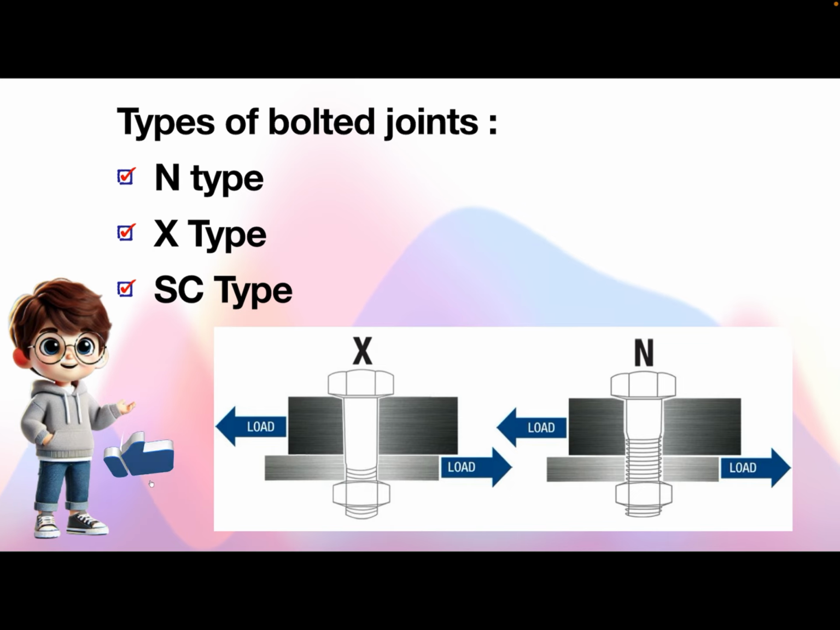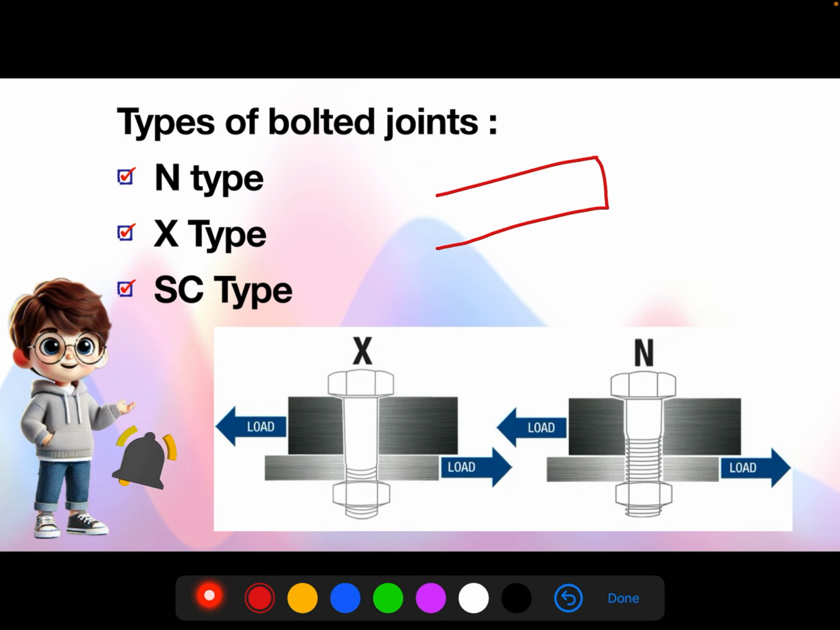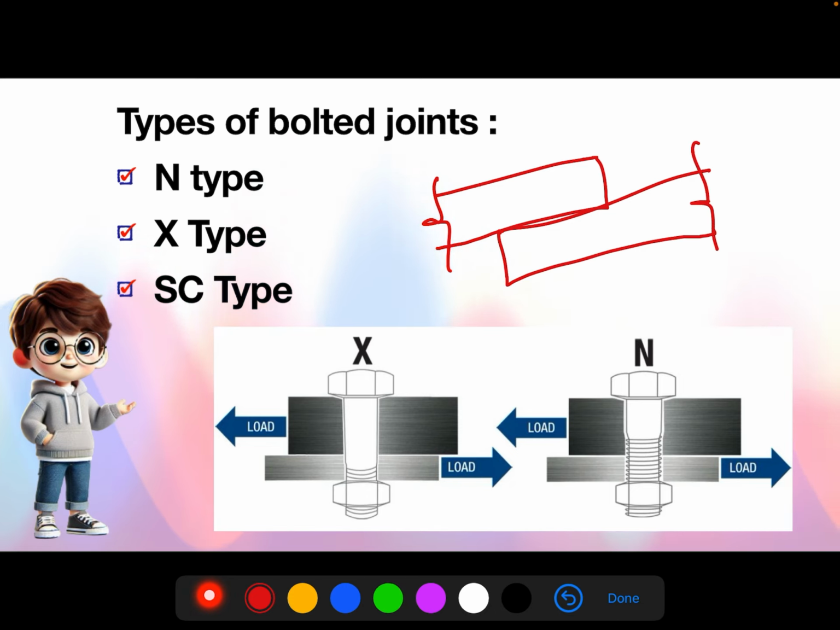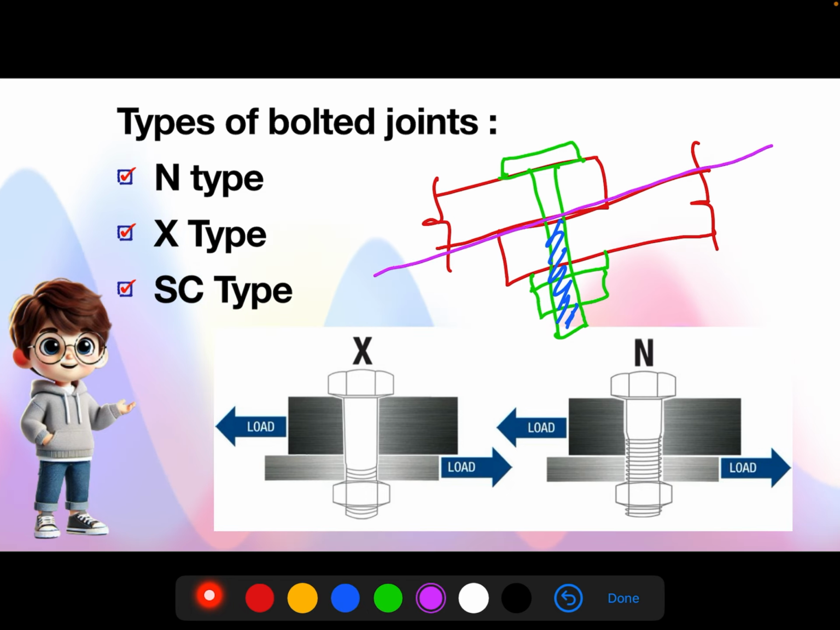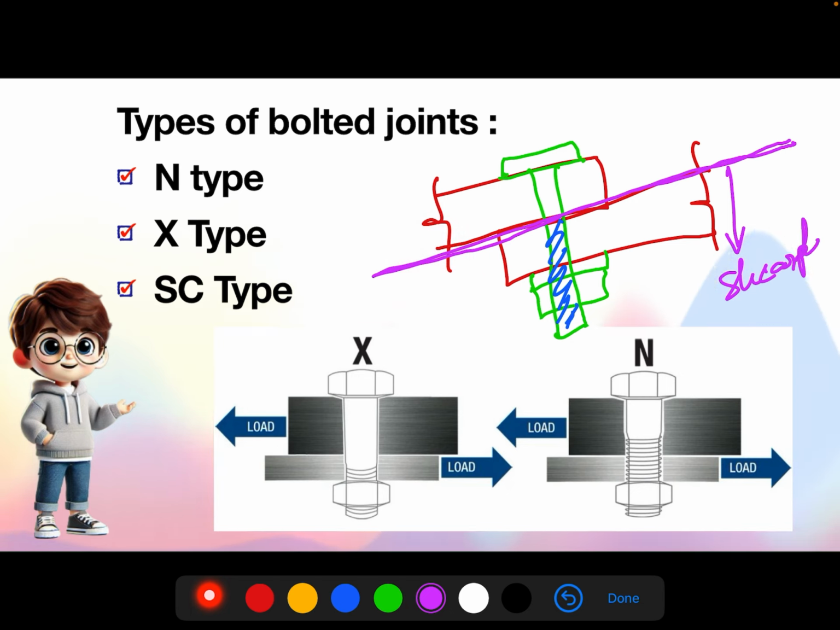Now, types of bolted joints. For example, if you take a steel member and a bolt connecting these two steel elements like this, and this will be the threaded portion of the bolt. At this condition, the plane between these two connecting elements, we call it as shear plane, as shown in this picture.